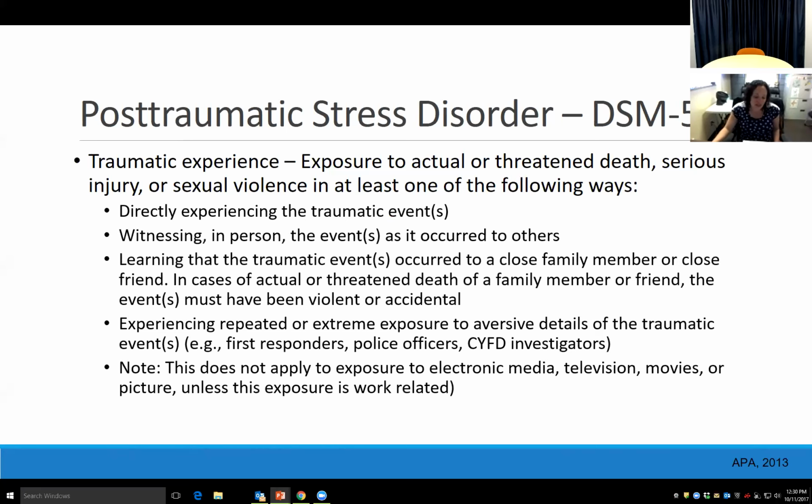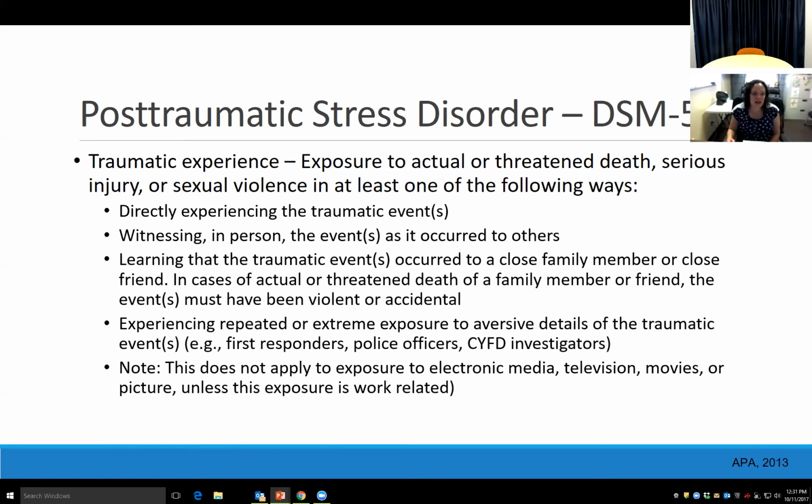The reason that's in there is, let's say you learn that a family member has cancer and is going to die eventually. The idea is that there's time for grieving and there's time to prepare, and that may be different than if someone wakes up one morning and finds out their family member died in a car accident.